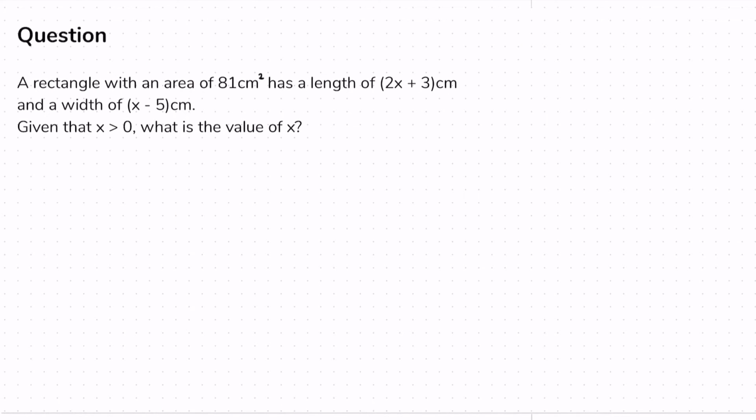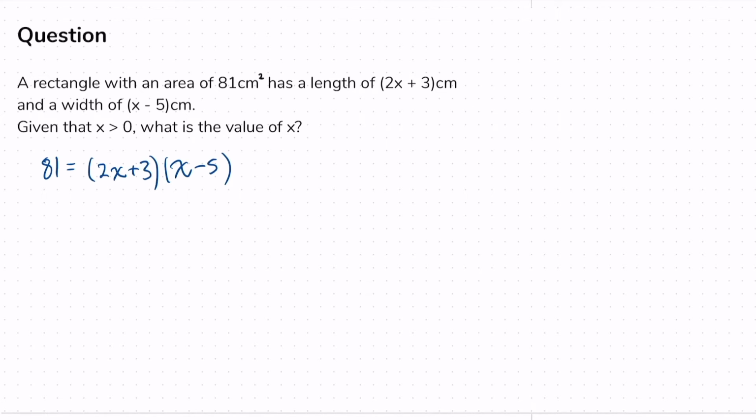In this next question, it doesn't immediately look like a quadratic question, but we've got a rectangle. It's got an area of 81, so 81 is equal to the length, 2x plus 3, multiplied by the width, which is x minus 5, to find the area. So how do I solve this quadratically?